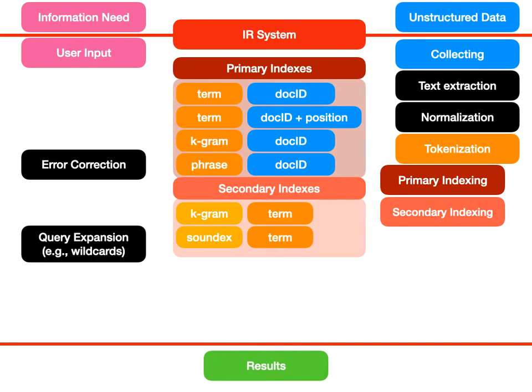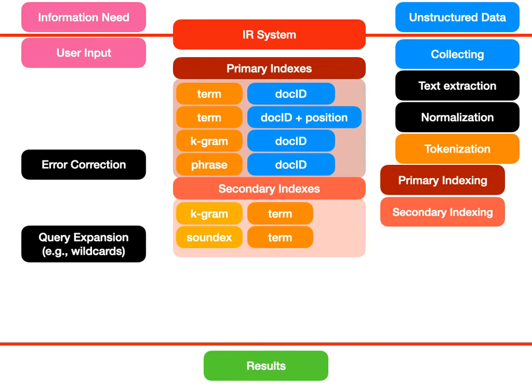We can also do query expansion with things like wildcards, right? So we say, oh, well, they've designated this wildcard. I might need to go and dig around for other terms that will help me make sense of this. So query expansion also takes in our secondary indexes and it says, hey, I'm going to get multiple terms for you.